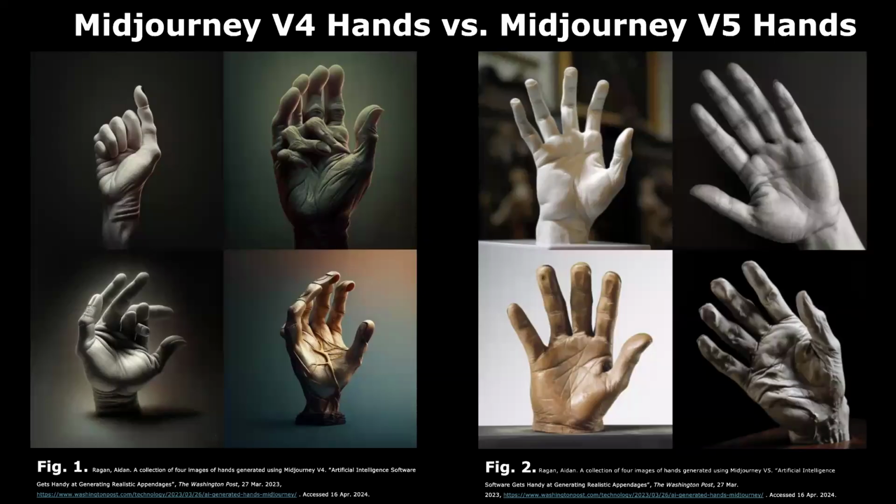As a visual demonstration of this, I've added 2 images from that same Washington Post article for comparison. Figure 1, here on the left, consists of 4 images of hands generated by Midjourney v4, while figure 2, here on the right, consists of 4 images of hands generated by Midjourney v5.